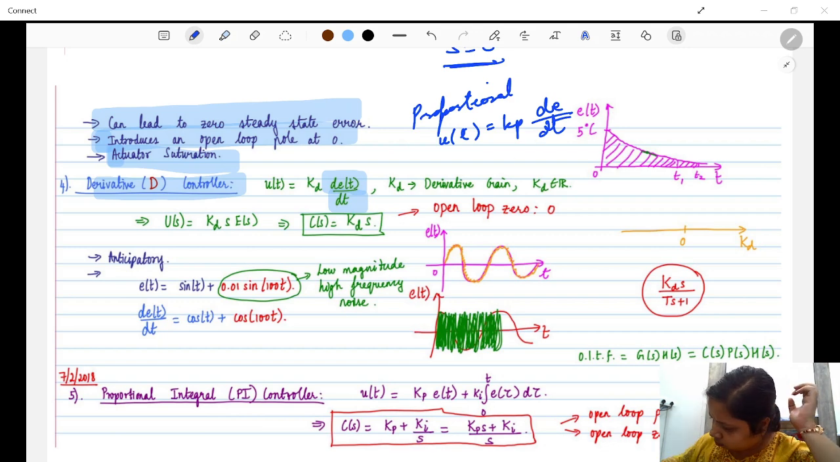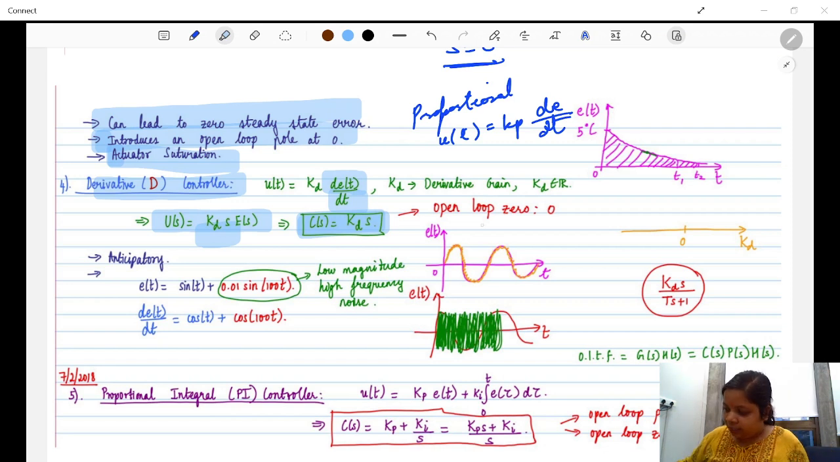So yeah, we are differentiating it here, and then u(s) can be written as Kd into s into E(s). So here your controller is Kd s. It introduces a zero at 0.